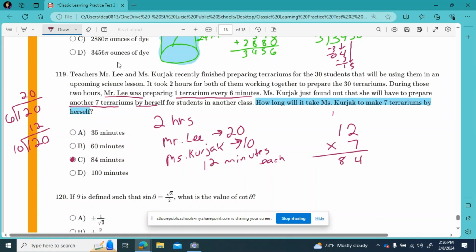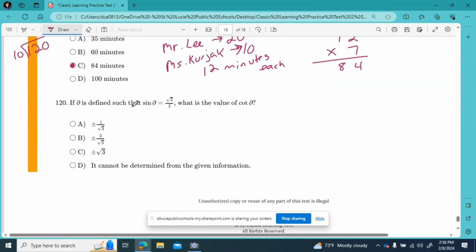And we've made it to the last question, question number 120 on CLT practice test number 2. If squiggle is defined such that sine squiggle equals square root of 3 over 2, what is the value of cotangent of squiggle? So anytime I see sine, cosine, tangent, cotangent, I'm thinking of a right angle triangle. Maybe it looks something like this.